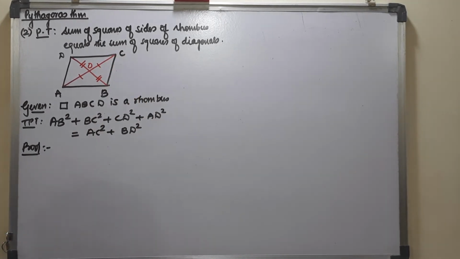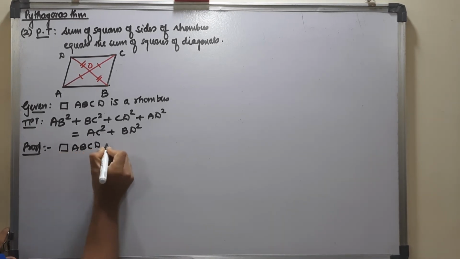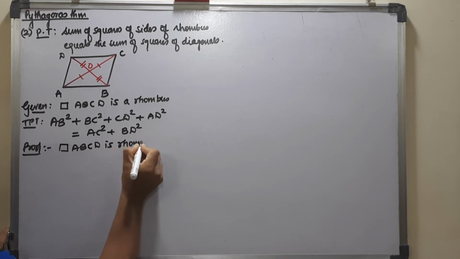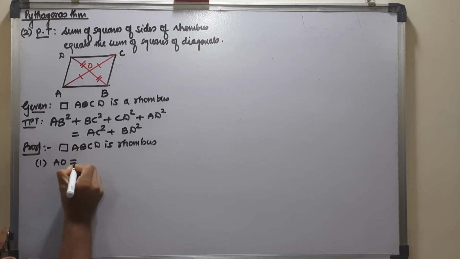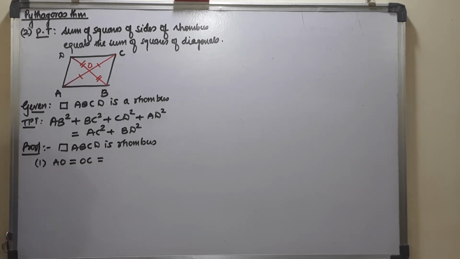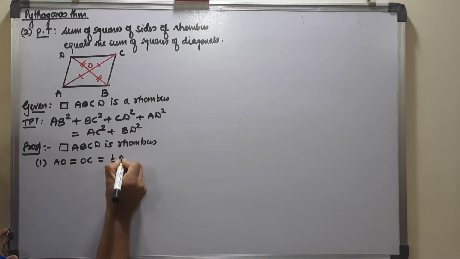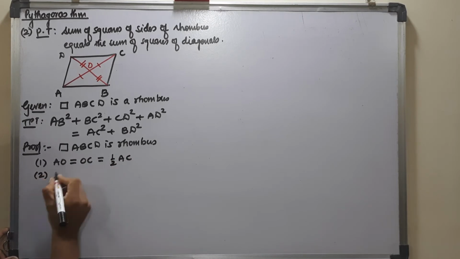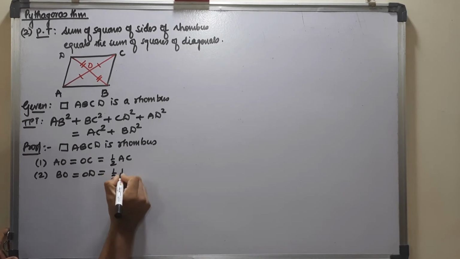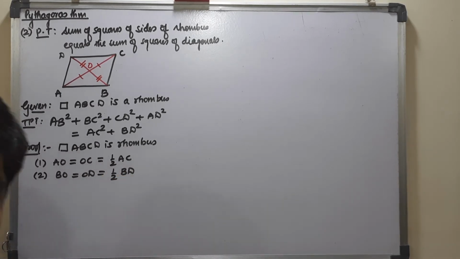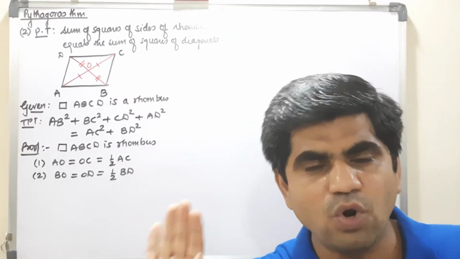That means if this quadrilateral ABCD is a rhombus, then I have property number 1: the length of AO is equal to OC, and we discussed in the last problem that this length will be equal to half of AC. Similarly, the length of BO is equal to OD, that will be half of BD. That is the property of a parallelogram that we have used, which is present in a rhombus also.